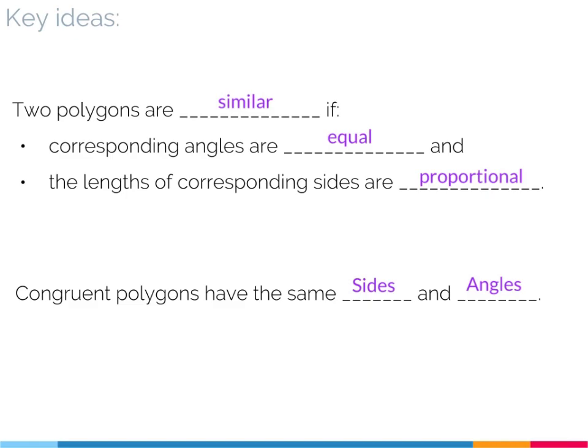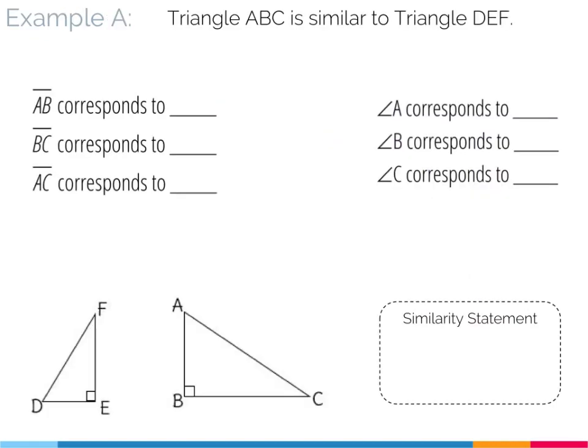Now let's put some of this in practice by taking a look at example A. In example A, it says the triangle ABC is similar to triangle DEF, and it wants us to match up the corresponding sides and the corresponding angles. So we're going to start with the sides, and we've got side AB. I'm going to highlight that here in purple, so side AB. I'm looking for the side that is in exactly the same place on the other triangle.